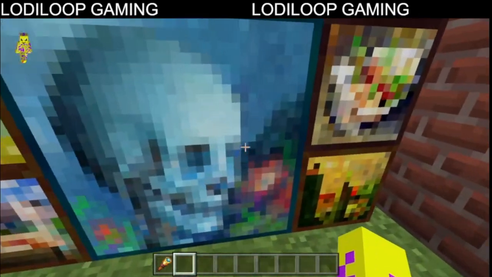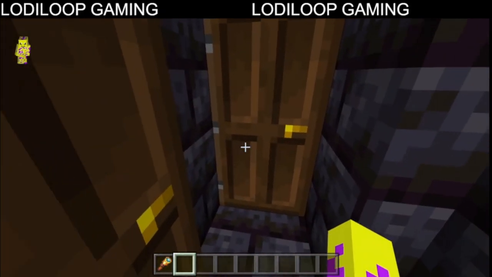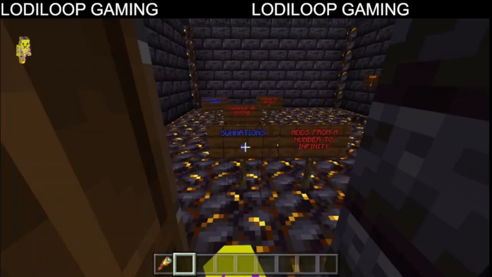I wonder what happens if we walk through this painting right here. Like, it's not like there's going to be a doorway on the other side. Wow, how original. I wonder what's behind the door.